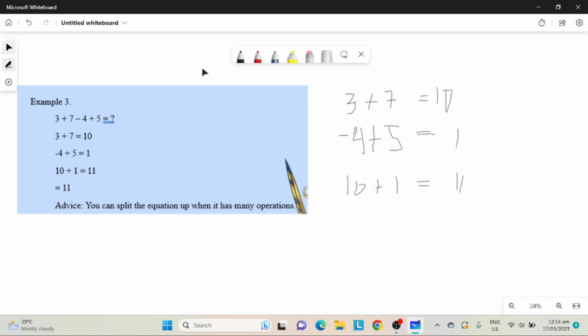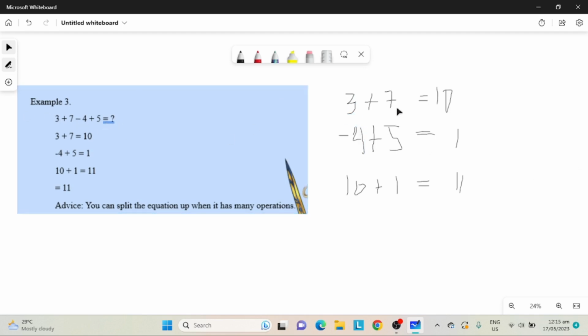So you might be confused. How? For you to solve problems that have many numbers more easily and quickly, you can use this method, where I split it up into parts. It can be 2 parts, 3, or 4. Like you see, I split it up into 2 parts, which is the 3 and the 7, and the negative 4 and the positive 5.